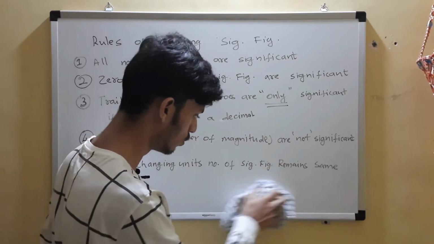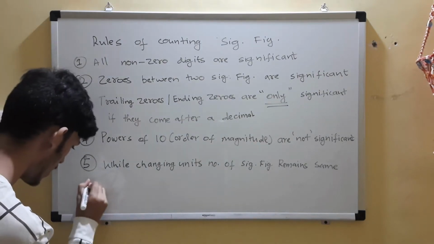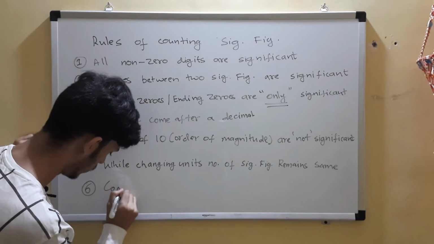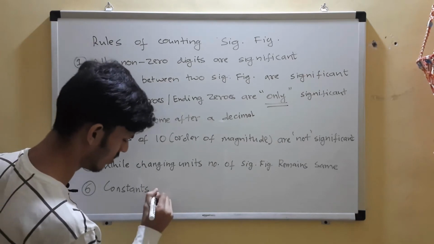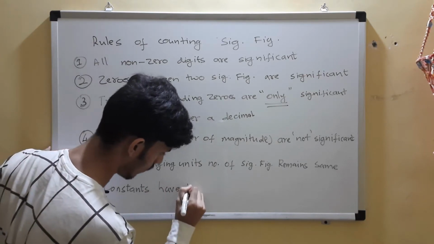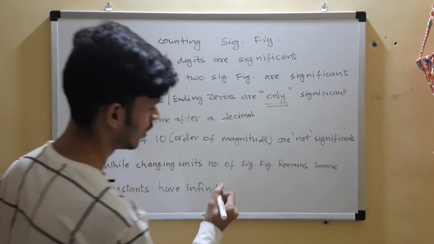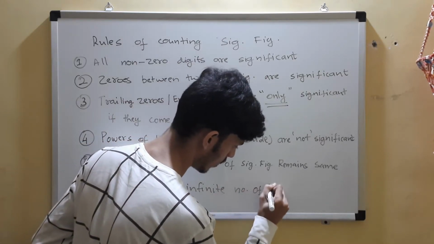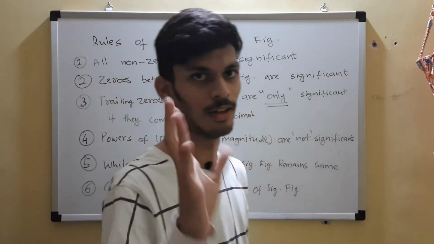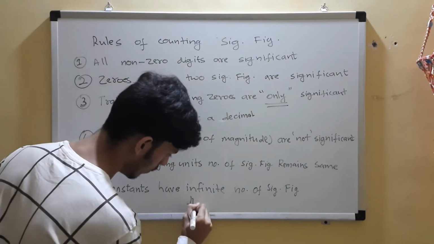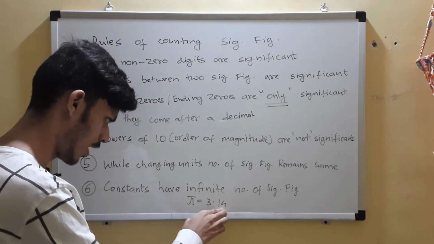Let's go for the final rule, which is rule 6. Rule 6 says that constants, or pure numbers, have infinite number of significant figures. Sir, why is this so? So suppose for example, pi equals 3.14. Suppose this was the accepted value.